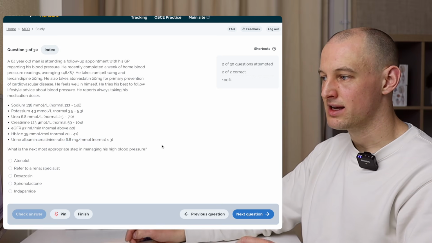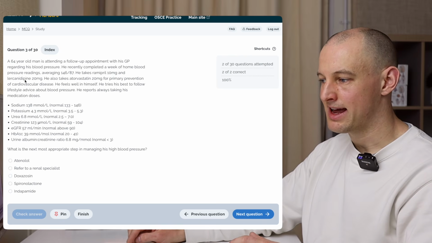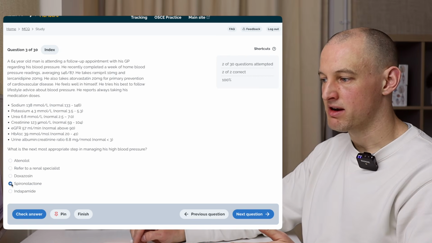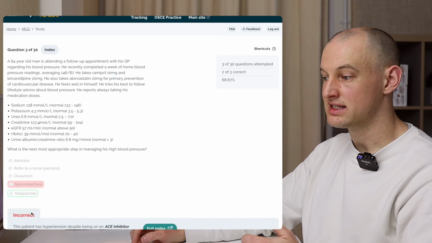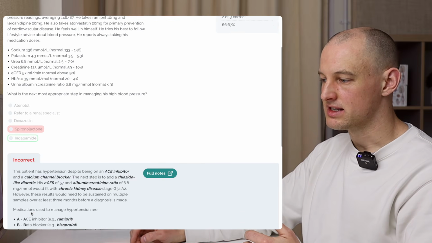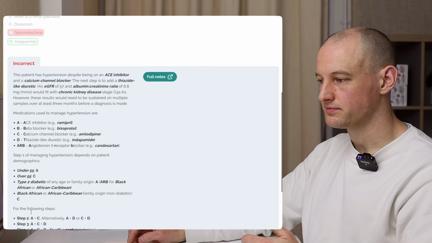So we're going to add another drug in. He's already on ramipril and lercanidipine. Let's say for the sake of this, you choose spironolactone. And check the answer. Oh, the answer is indapamide. Let's use this as a learning opportunity.